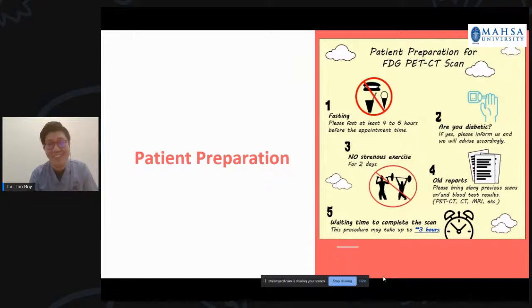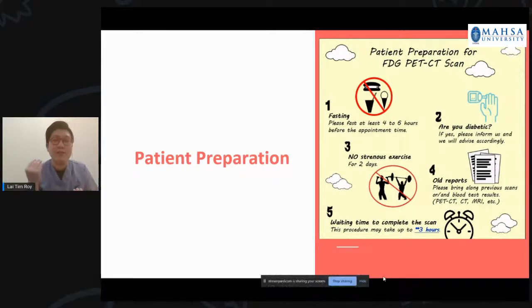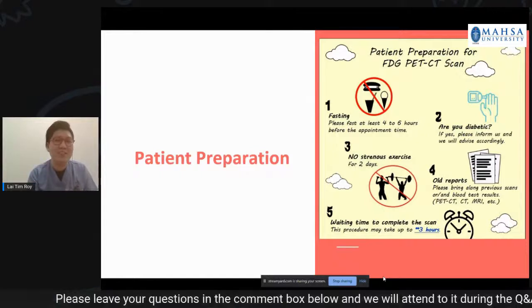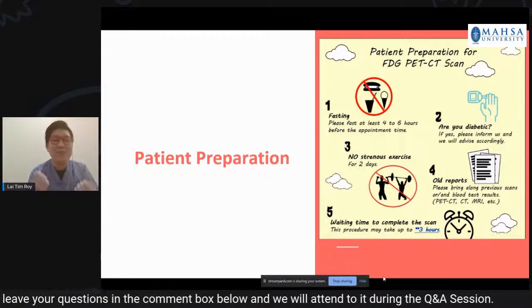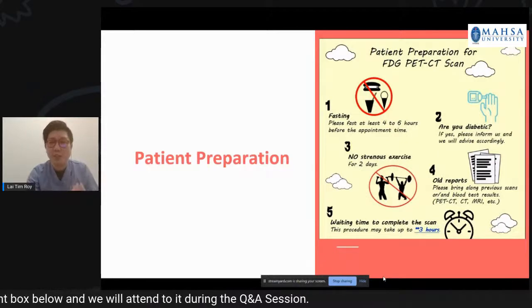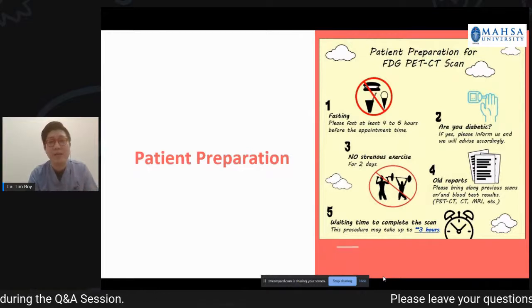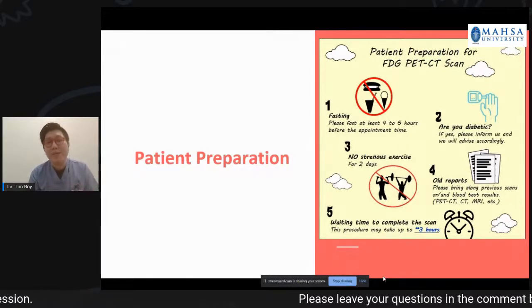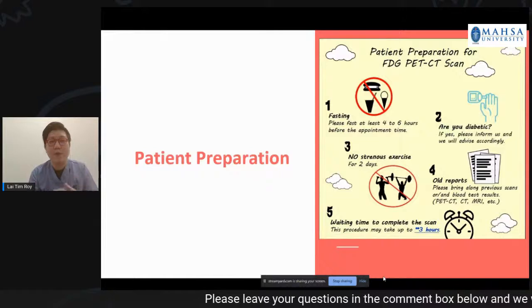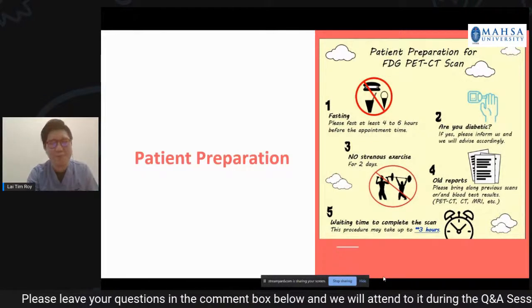There is no strenuous exercise as well, at least for 2 days. This is the same reason as the sugar level, because when somebody does strenuous exercise, it will cause muscle uptake. These are three very important things. Okay, then the scan will take 25 minutes in the machine, which I will explain more in a while when you see the patient scanning.